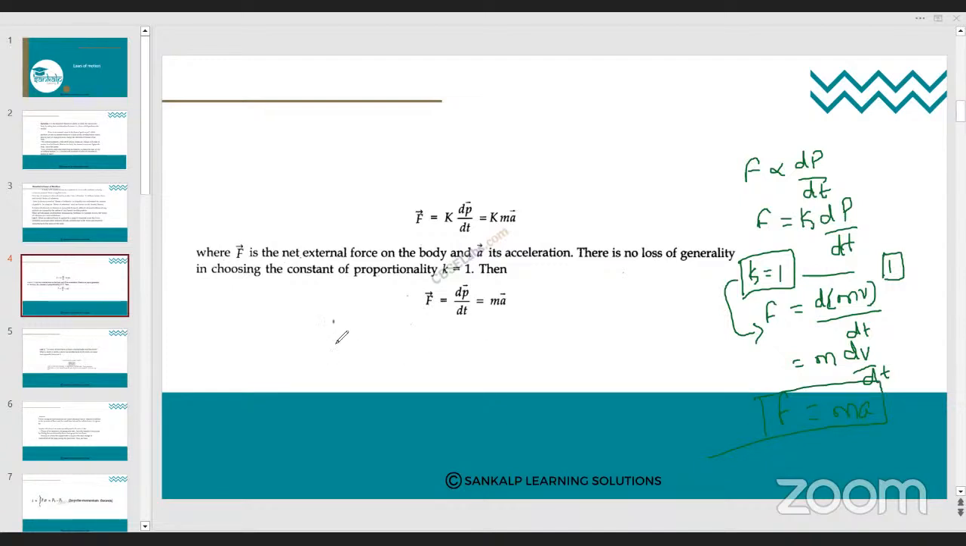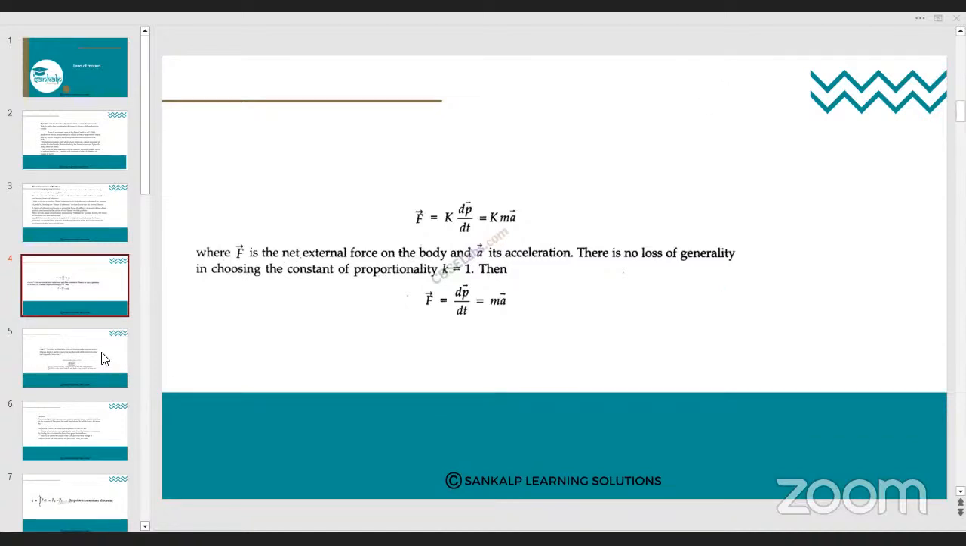So here we can define 1 Newton. We know that the unit of force is Newton. F is equal to ma, we can define here 1 Newton. When you substitute mass as 1 kg and acceleration as 1 meter per second square, then the force is said to be how much? 1 Newton. On a body of mass 1 kg, when it is accelerated with an acceleration of 1 meter per second square, then the force on the body is said to be 1 Newton. So this is related to the second law.